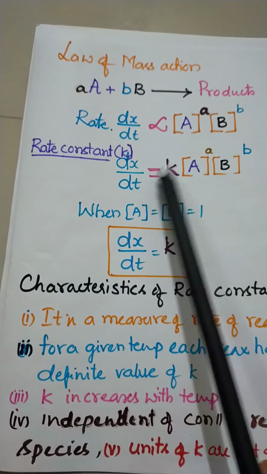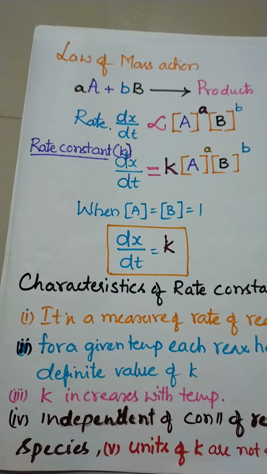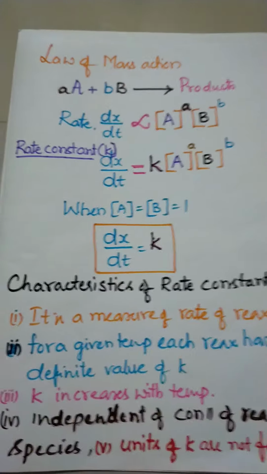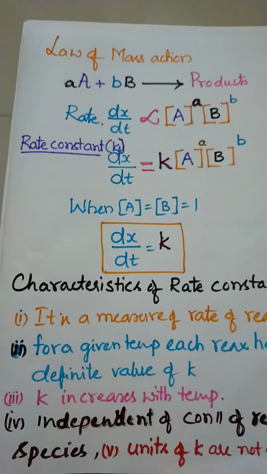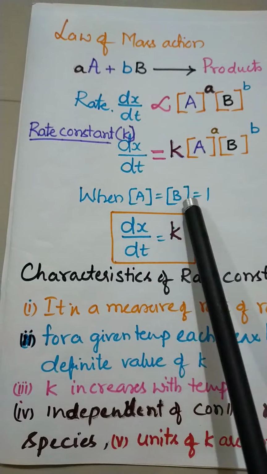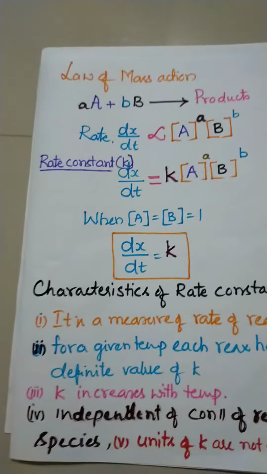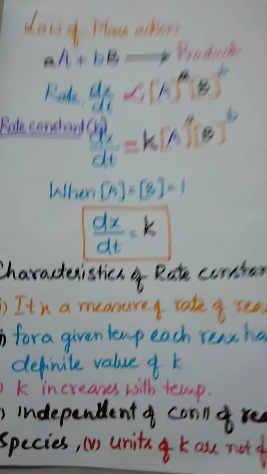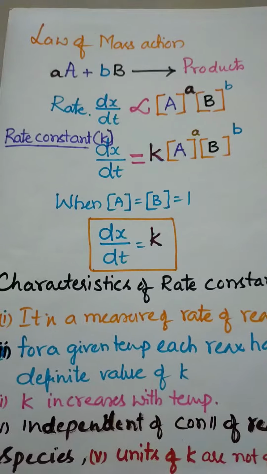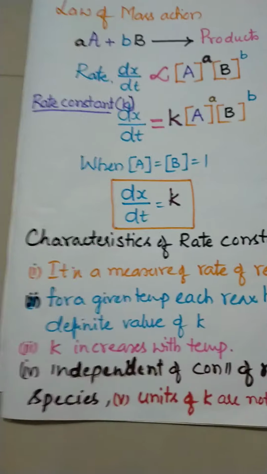dx by dt is equal to k into the product of the concentrations of A and B, when they are raised to the powers a and b. But the concentration of both A and B should be unity, equal to 1. When they are equal to 1, then it is called the rate constant. dx by dt is equal to k times concentration of A and concentration of B, 1 into 1 is equal to 1, so it is cancelled. So this is called the rate constant.